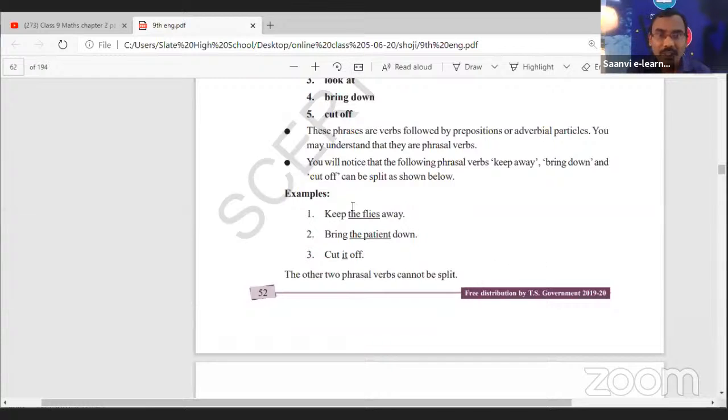So here you can see keep away. In between the words keep and away, they placed the object: keep the flies away. Bring the patient down. The object comes in the middle of the phrasal verb. Cut it off. So you will notice that the following phrasal verbs, keep away, bring down, and cut off, can be split as shown below. In the case of some phrasal verbs, which usually have two or three words, sometimes the object is placed in the middle of the phrasal verb. That is what is being said here.